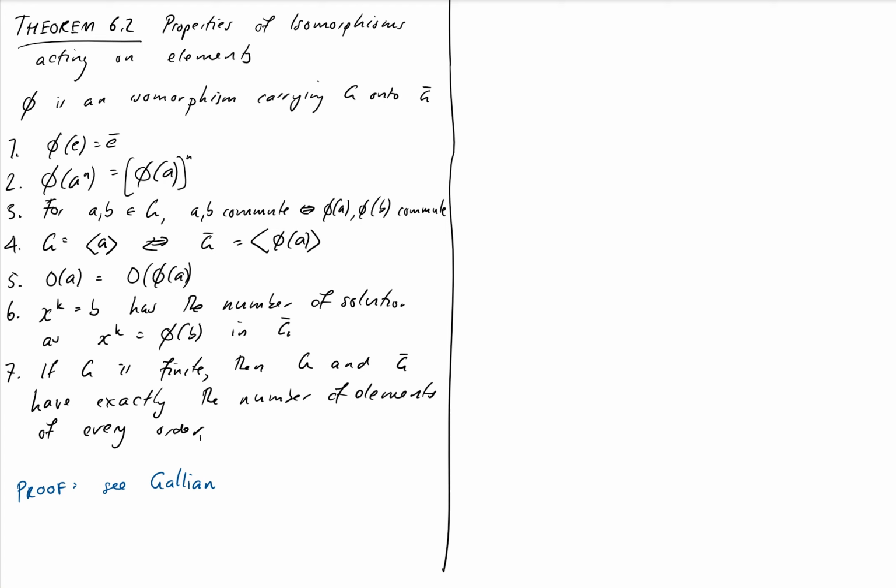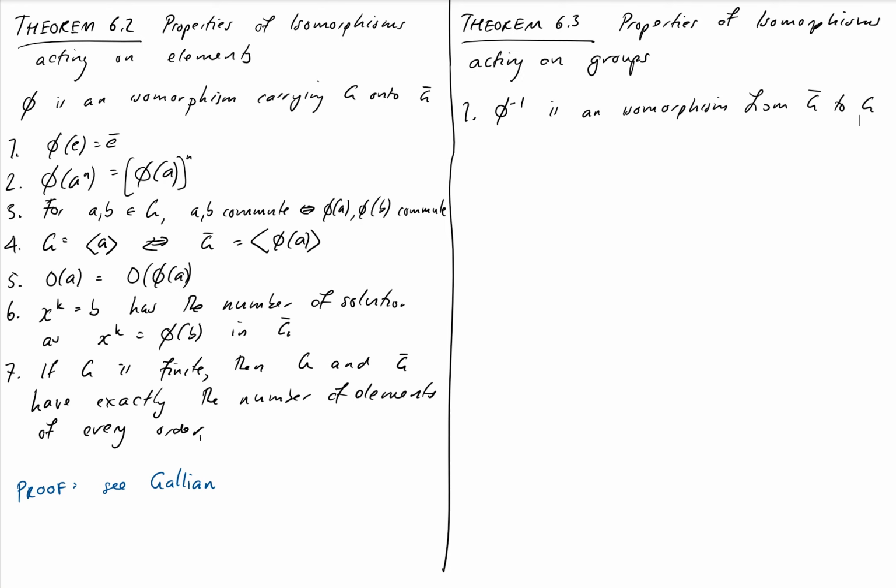Alright, now similarly, this is the element level. Everything here is involving individual elements of a group. We have properties of isomorphisms acting on groups as well, and that's theorem 6.3. Okay, so our first property at a group level is that if we have phi being an isomorphism from G to G bar, then phi inverse is likewise an isomorphism, this time from G bar to G. Our next one says that if one group is abelian, then so must be the other. Okay, so if G is abelian, then that means G bar must be abelian, and vice versa.